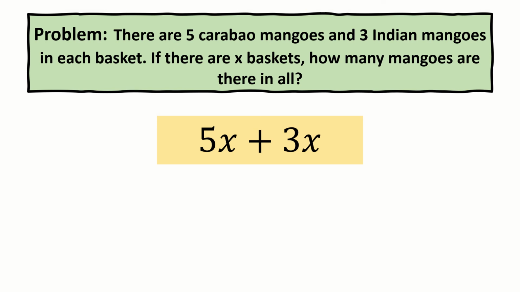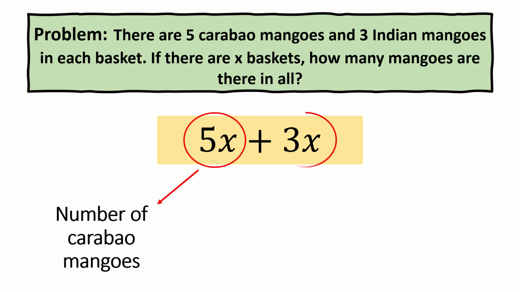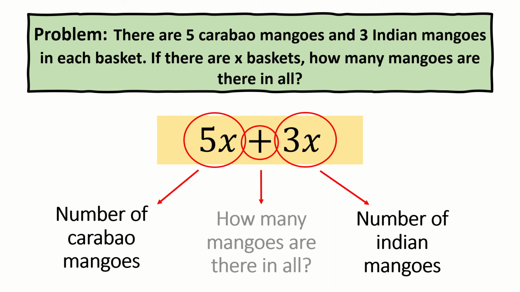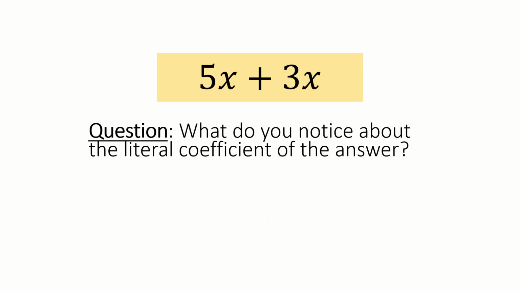So now, let's focus on the 5x and the 3x. As I mentioned a while ago, 5x represents the number of Carabao mangoes, while the number of Indian mangoes would be represented by 3x. And the operation is plus to answer the question, how many mangoes are there in all? So what do you notice about the literal coefficient of our answer?